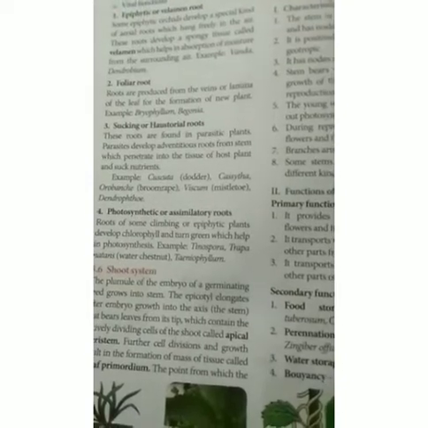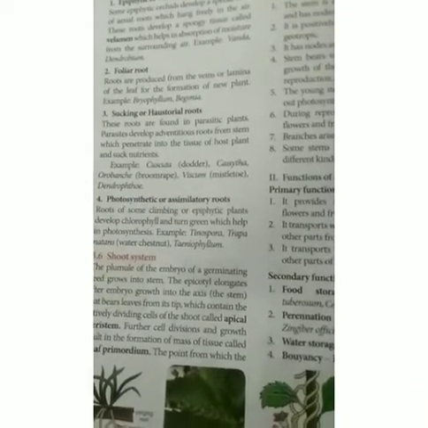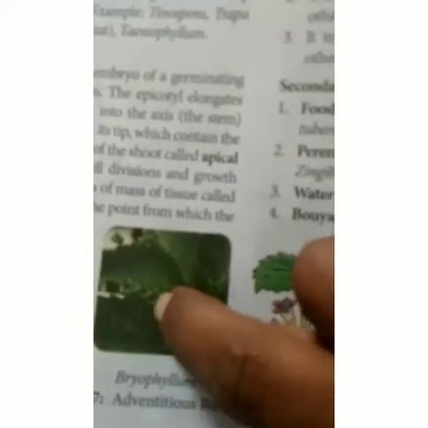So next we go to foliar root. The roots are produced from the veins or lamina of leaves, forming new plants. We are seeing leaf-like structures in this plant. On the leaf, a small plant grows, and this is the foliar root.